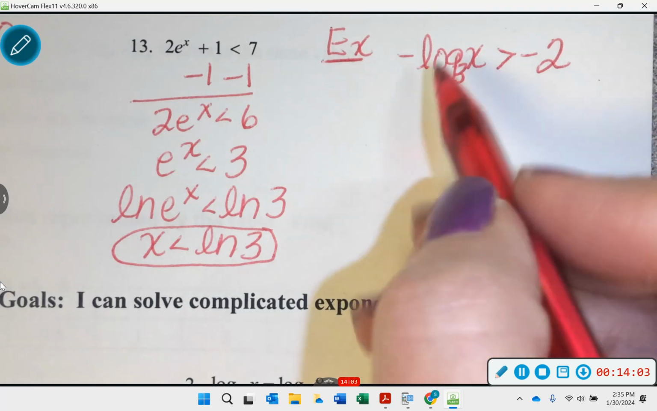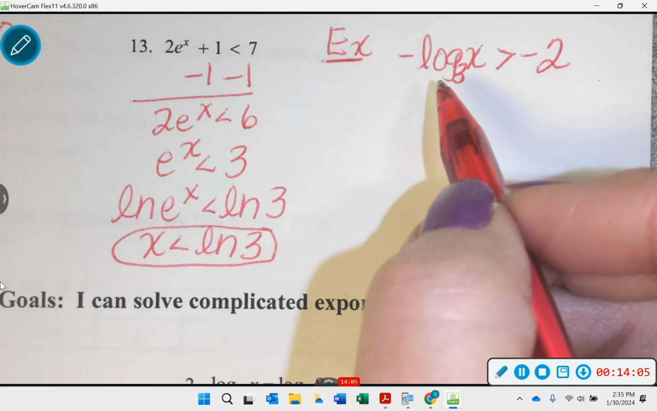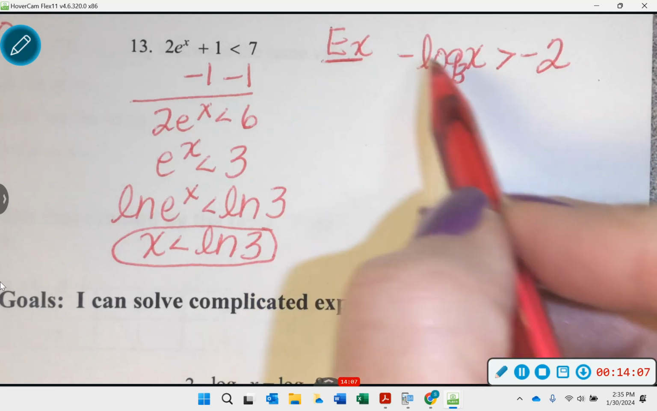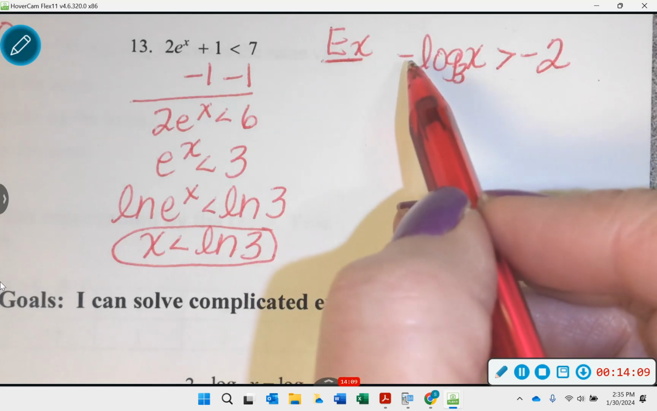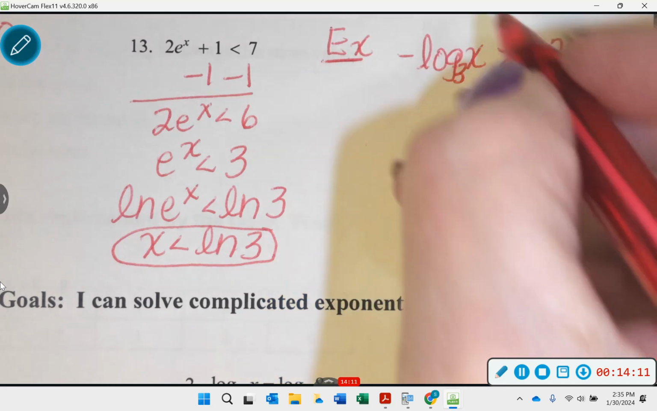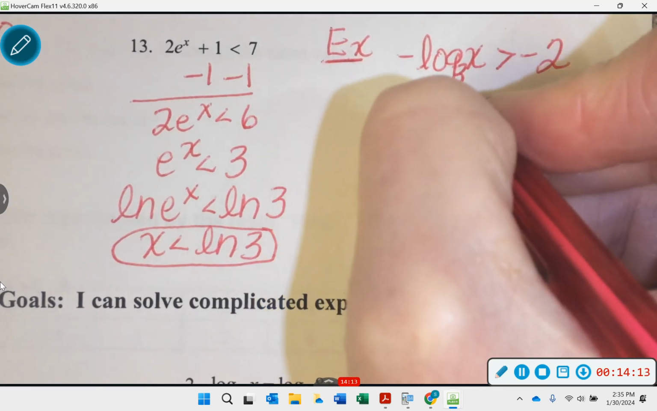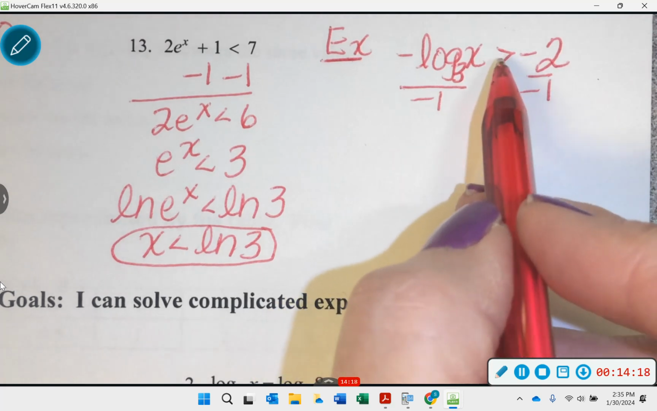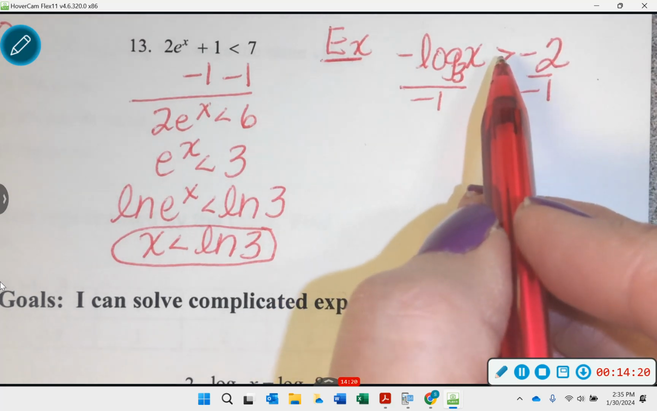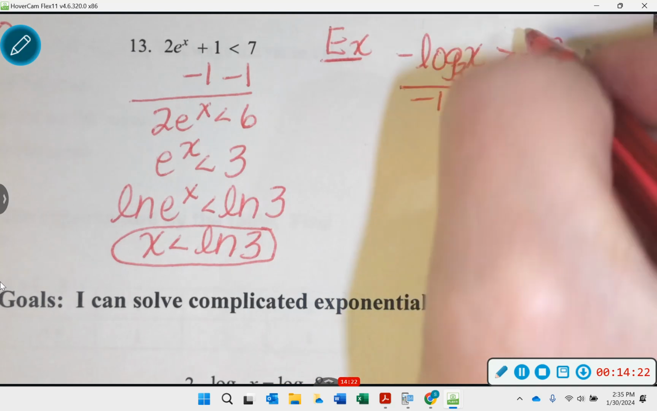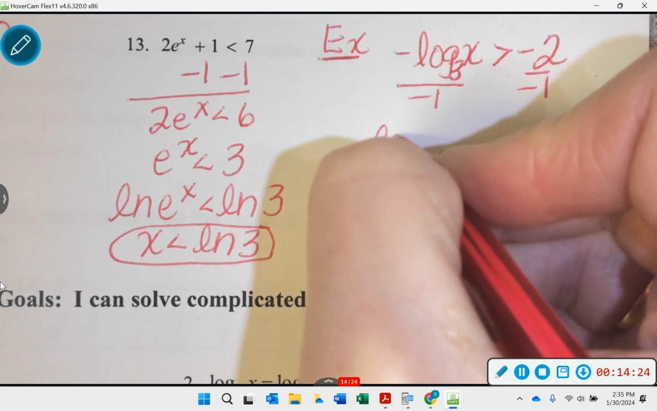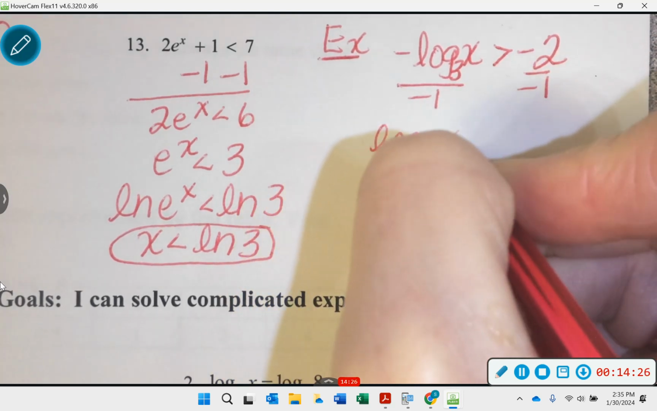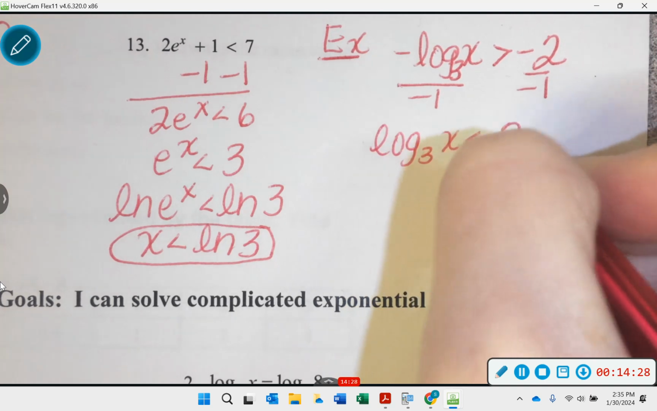I think they're getting close. What do we do first here? I want to get the log by itself, so I need to get rid of the negative by doing what? Divide by -1 on both sides first. Does anybody remember what happens when we divide an inequality by a negative? Yeah, Jackson. Yep, we have to flip the inequality. So now we're going to have log base 3 of x has to be less than 2.